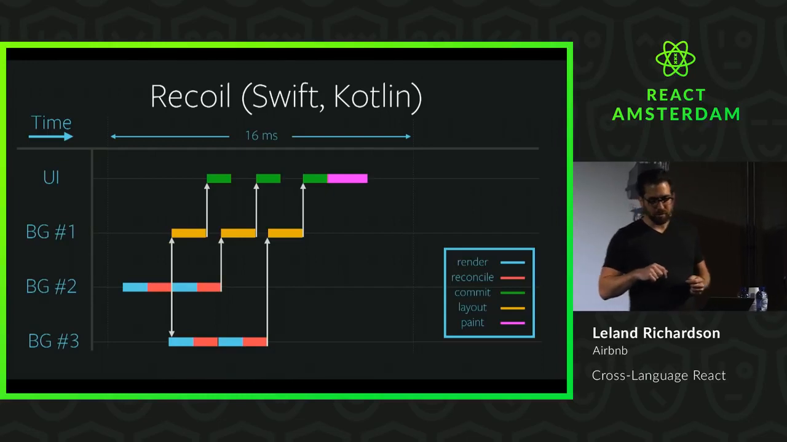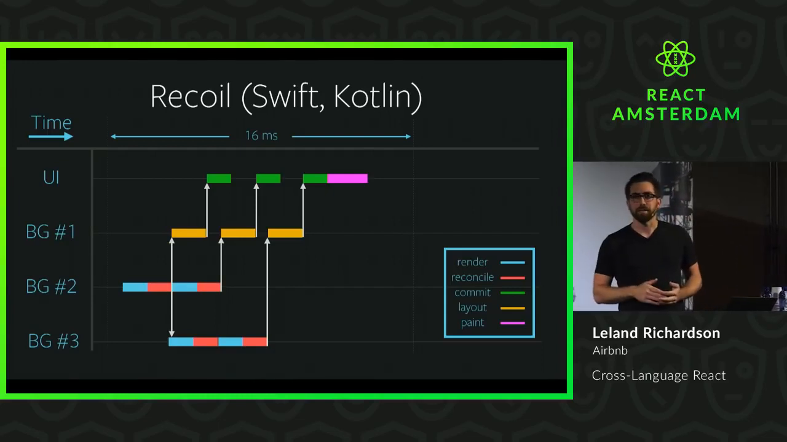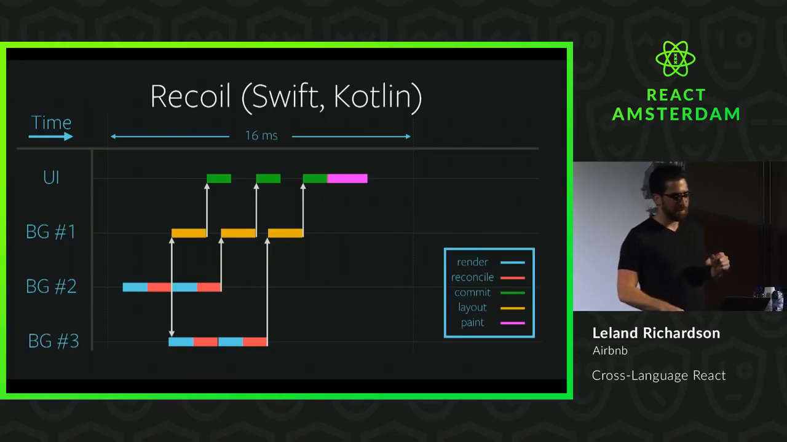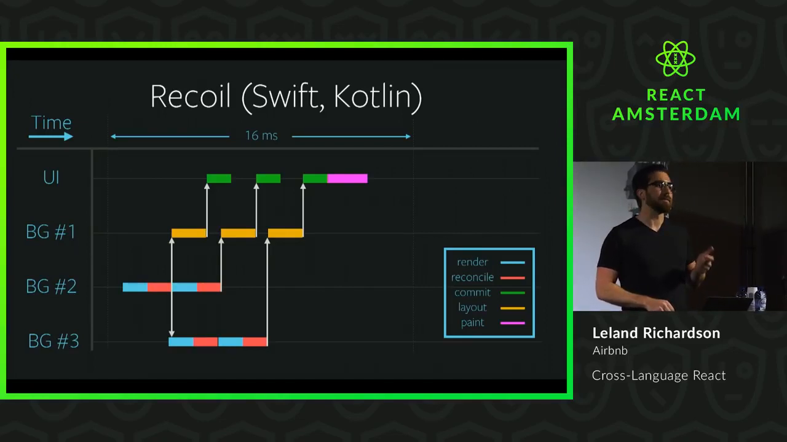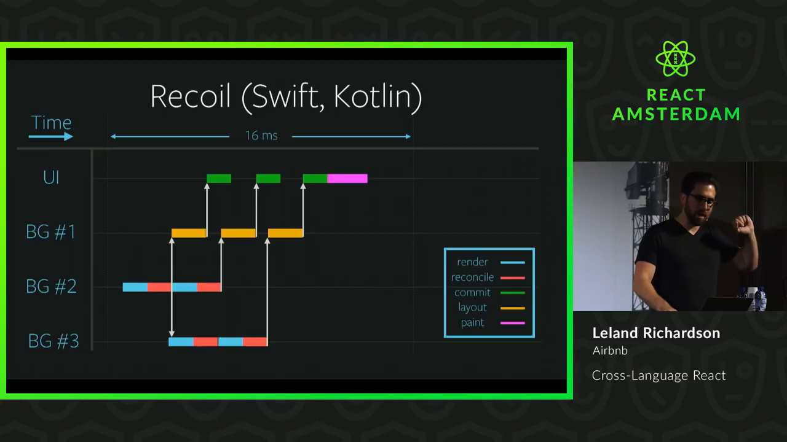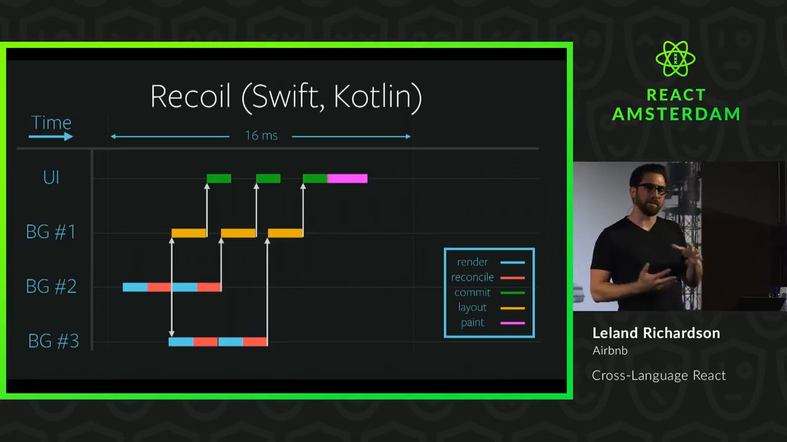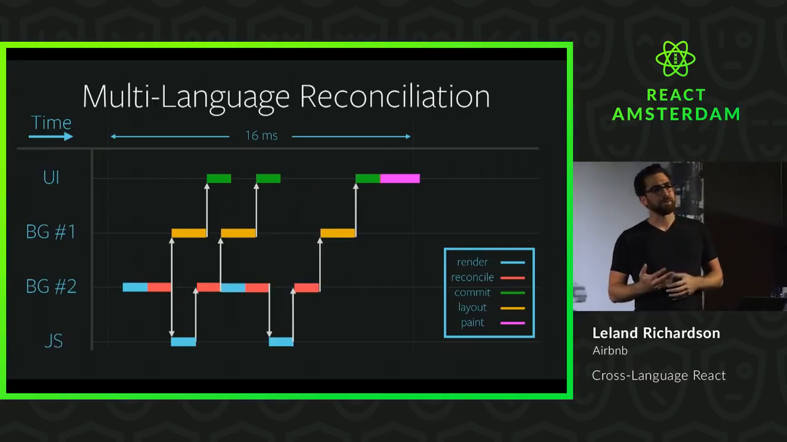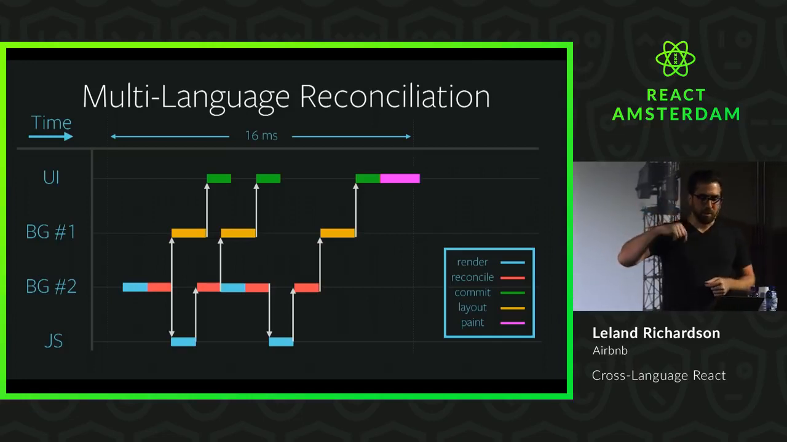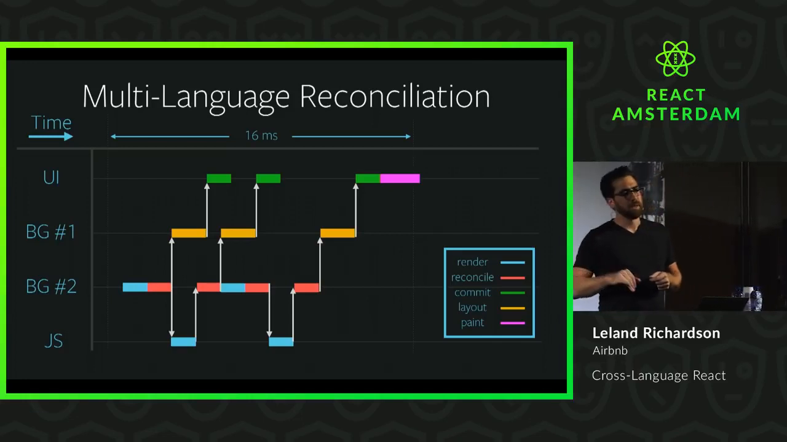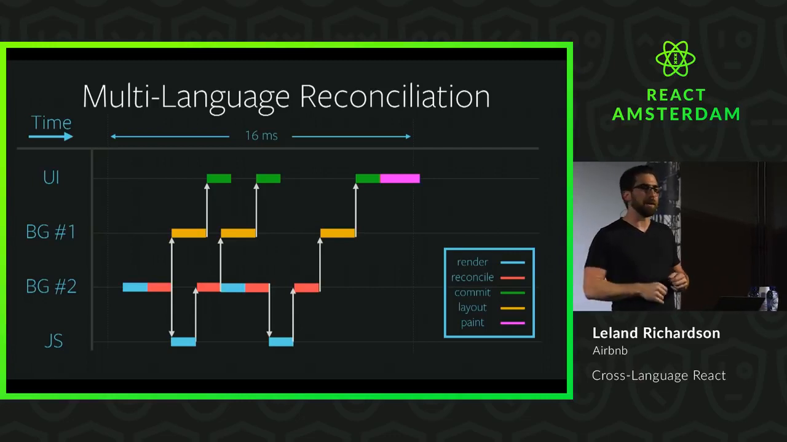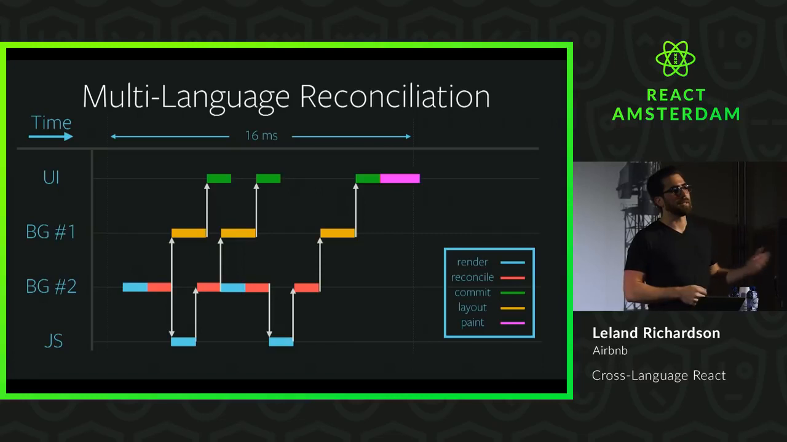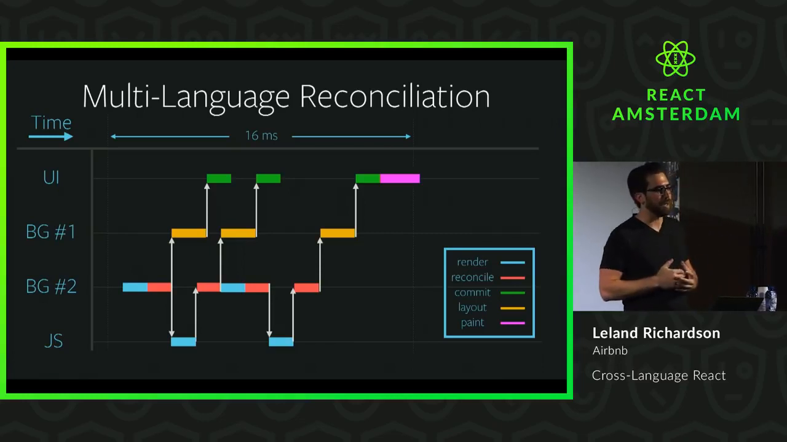Now, a really interesting thing that kind of comes out of this, I think, is the splitting up of render and reconcile. And when our reconciliation engine is native, the thing that we're reconciling is just a data structure. And it actually doesn't really matter where that data structure comes from. And so we can start having some components run render in JavaScript and other components run render in Swift or Kotlin. And we could choose potentially which components we want to use which language.